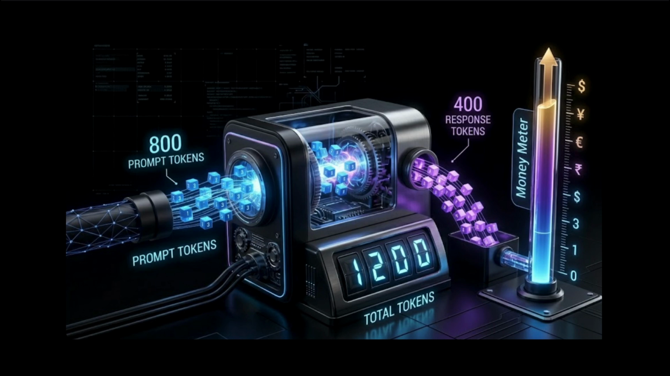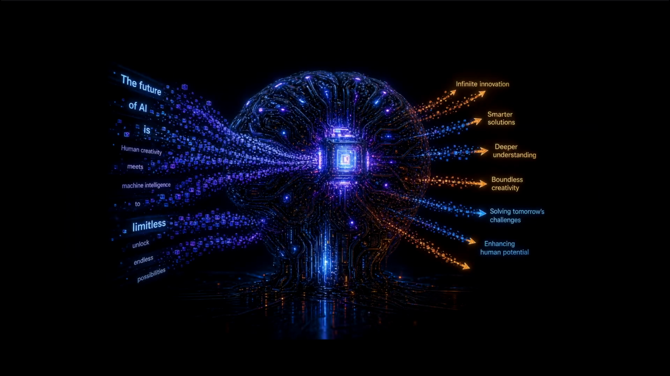So the next time you're chatting with an AI, remember, it isn't reading your story. It's converting your text into vectors, analyzing those vectors through layers of attention, and statistically predicting the most likely next token in the sequence. Understanding the token is the first step in understanding how modern large language models actually function under the hood.